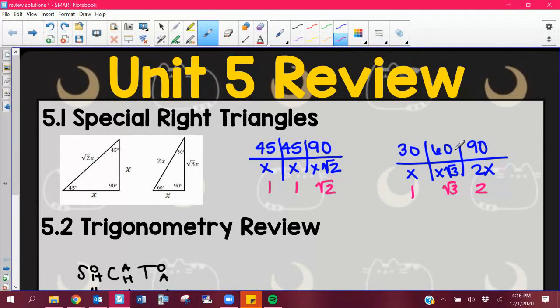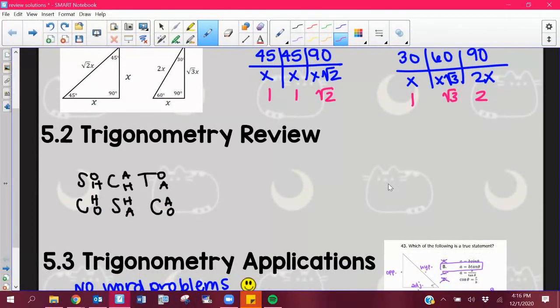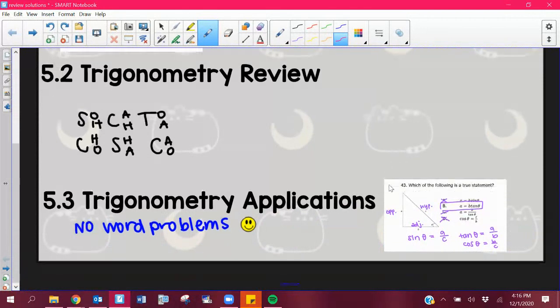Okay, so again, there's not going to be any explicit questions about special right triangles, but you have to know these ratios by heart in order to find exact values. Same thing with the trigonometry review video. 5.2 was really important because it introduced us to cosecant, secant, and cotangent. However, you may not just need to find a tangent of an angle. We'll use it in regards to an exact value.